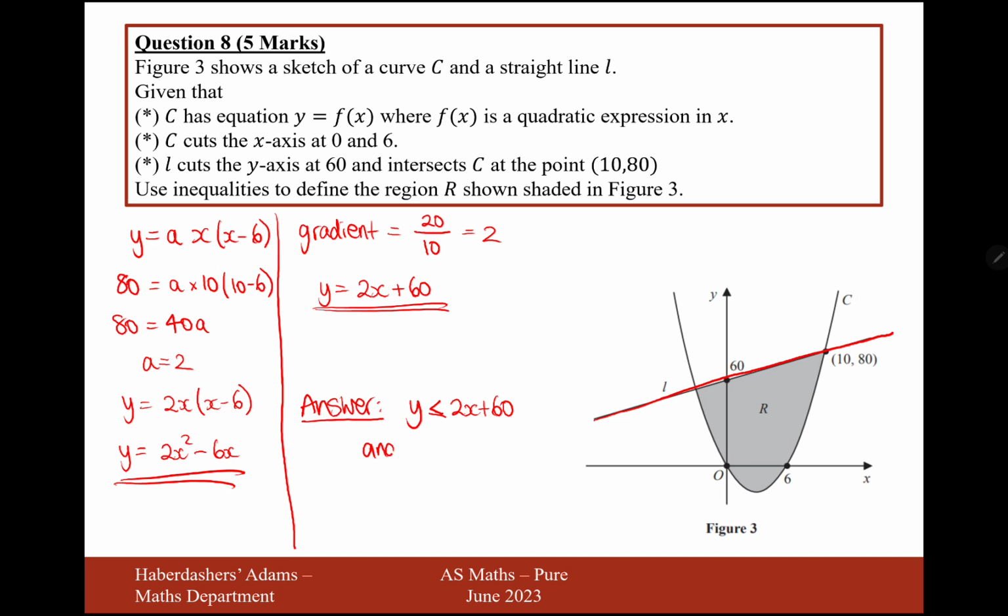And on the quadratic, we want it to be above the quadratic, so we want the y values to be greater than our equation for our quadratic. y is greater than 2x squared minus 6x. So there we are, that's the answer for this question 8 here, with a total of 5 marks.